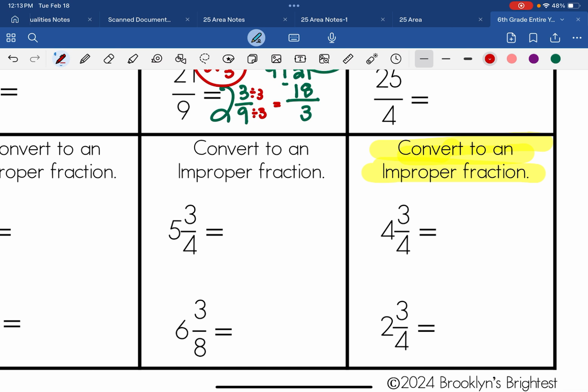Next is when there's a mixed number and we're turning it into an improper fraction. This is when we multiply and then add, okay? So we would do 4 times 4, which is 16, plus 3, which is 19 over 4. Once again, we multiply, then add. 4 times 2 is 8, plus 3 is 11 over 4.